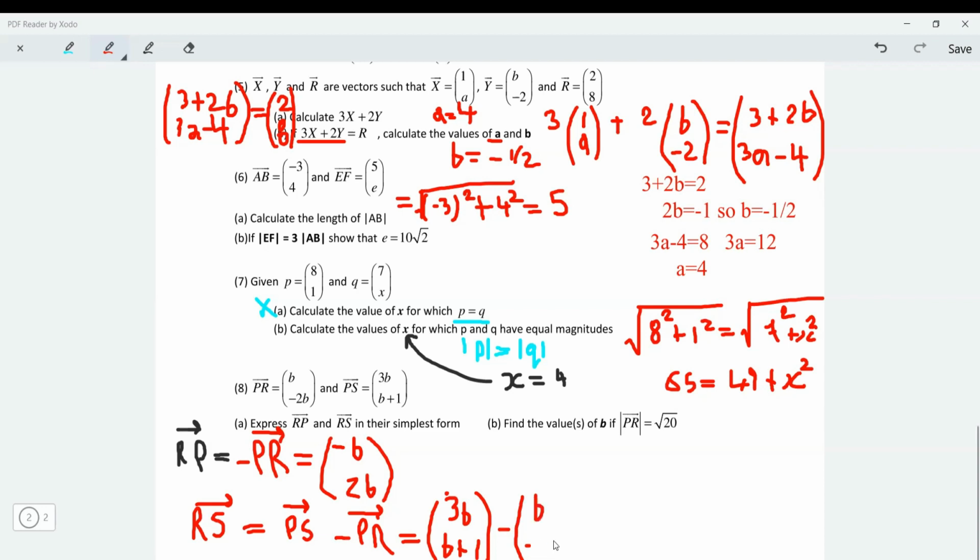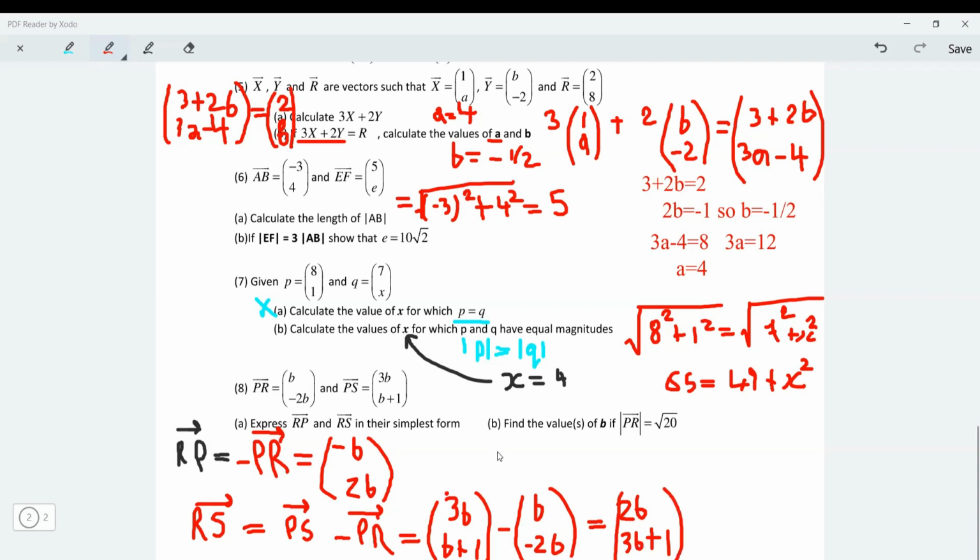So we'll work this out now. Is this vector PR? Yes, there's vector PR, b minus 2b. So 3b minus b is 2b. And then b plus 1 minus minus 2b, minus and minus become plus, so it's 2b plus b. This becomes 3b plus 1. So 3b minus b is 2b, and then down there it's 3b plus 1. This is not a 6, this is a b.